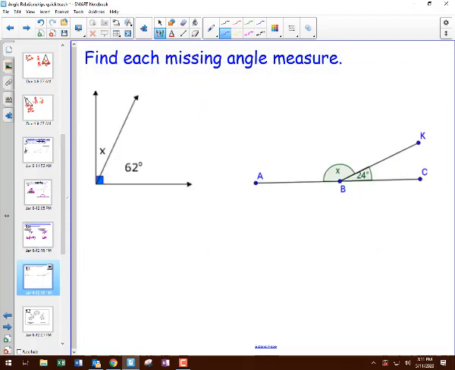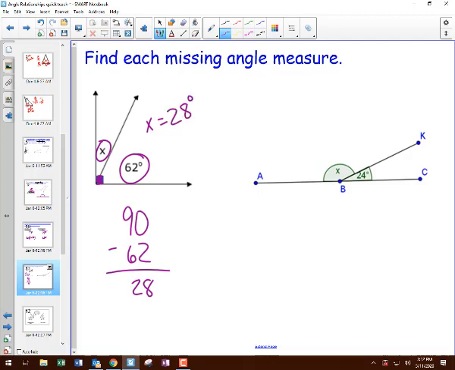Find each missing angle measure. Now we've done this. Kind of like in triangles here, we need to first know what they will add up to. I know that 62 and x will add up to 90. I see this little box right here. And so all I have to do here is go 90 minus what I know. 90 minus 62. So x is going to equal 28 degrees.